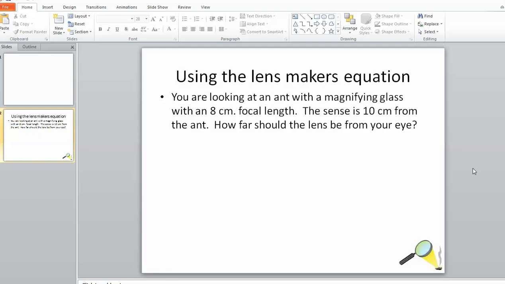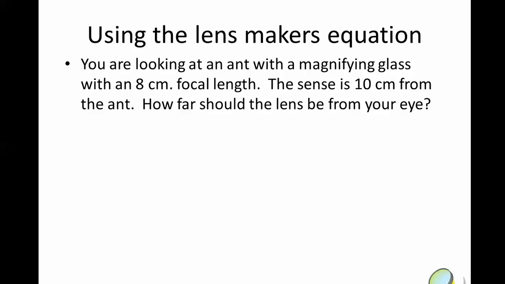Today we are going to take a look at the lens maker's equation. The lens maker's equation is 1 over d sub o plus 1 over d sub i equals 1 over d sub f. Let me go ahead and get that down. 1 over d sub o plus 1 over d sub i equals 1 over d sub f.